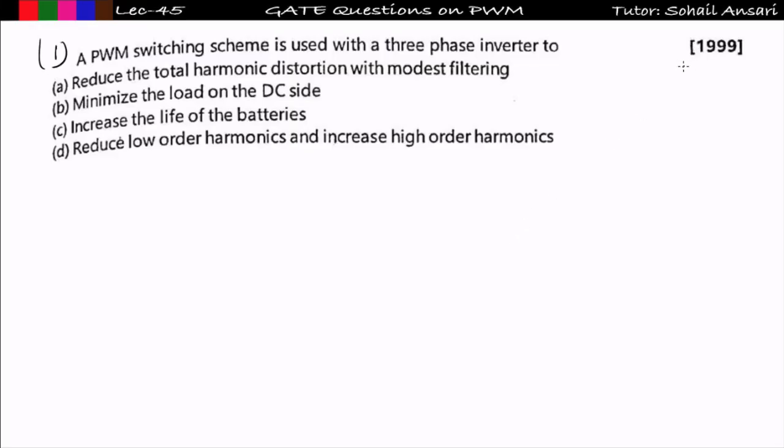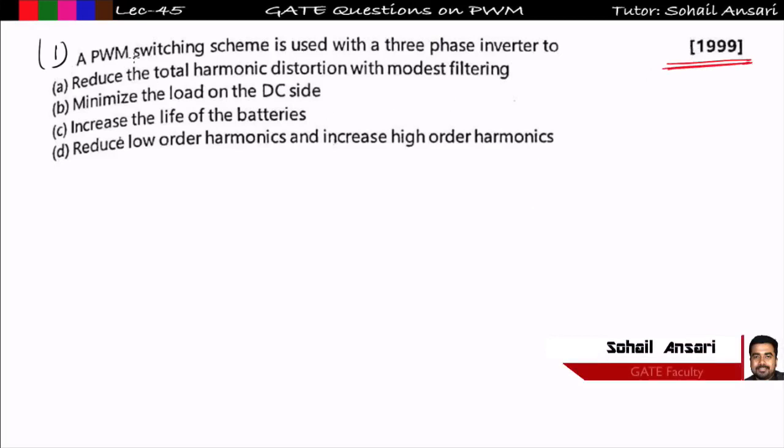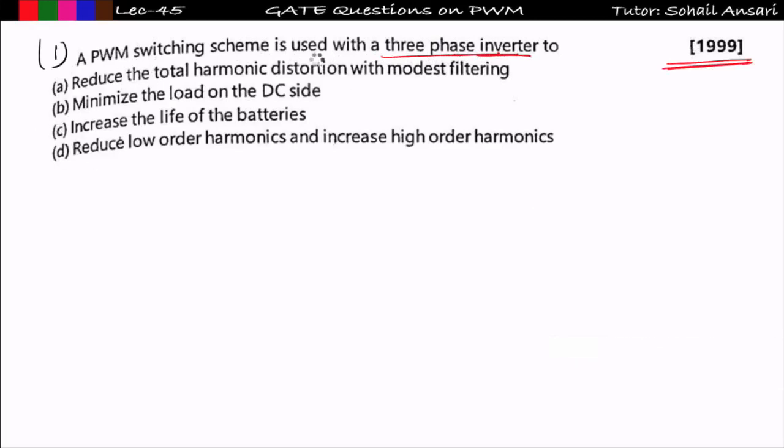See the first problem. This has been asked in GATE 1999. A PWM switching scheme is used with the three-phase inverter. Although we have not studied the PWM three-phase inverter, we can solve this question. A PWM switching scheme is used with three-phase inverter to: first, reduce the total harmonic distortion with modest filtering; second, minimize the load on the DC side; third, increase the life of the battery; fourth, reduce lower order harmonics and increase higher order harmonics.